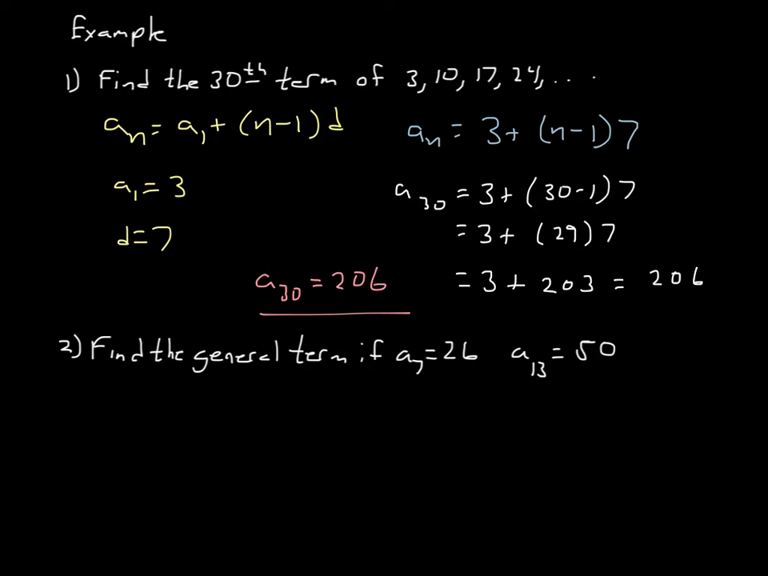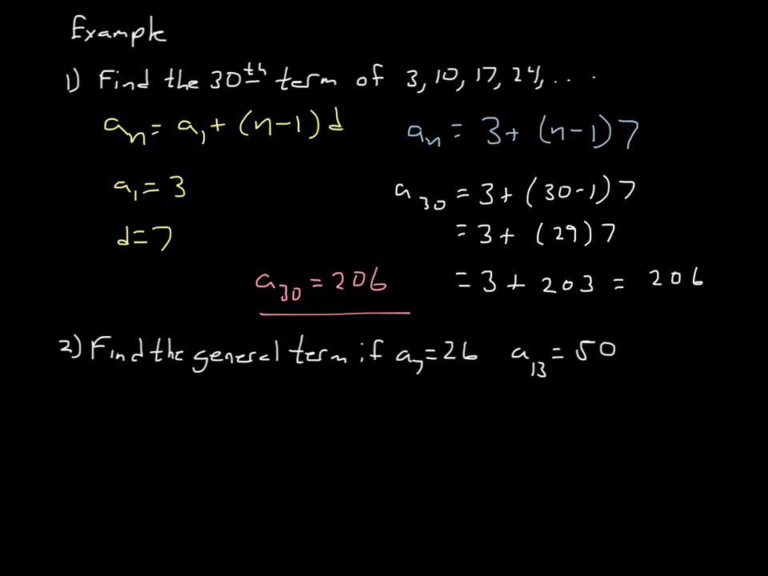Now in the next one, what we have is they're giving us information about the sequence. In this case, they tell us that the 7th term of the sequence is 26, a sub 7 is 26, and a sub 13 is 50. Now what you have to do on this, you have two pieces of information you have to find. Number one, you have to find a sub 1, and you also have to find that common difference.